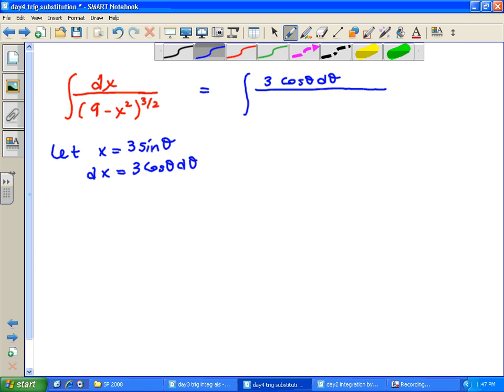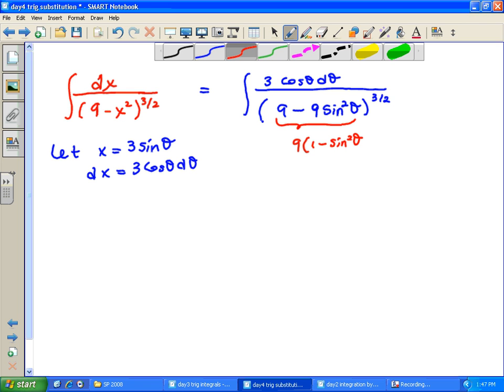On the bottom, instead of having 9 minus x squared, what should I be writing? 9 minus what? What is the square of 3 sine theta? 9 sine squared theta. And everything should be raised to the 3/2 power. But before I raise it to that power, let me simplify the inside part. The inside part here is something you can factor out a 9 from. So 9 times 1 minus sine squared.